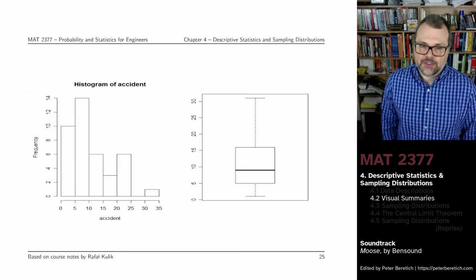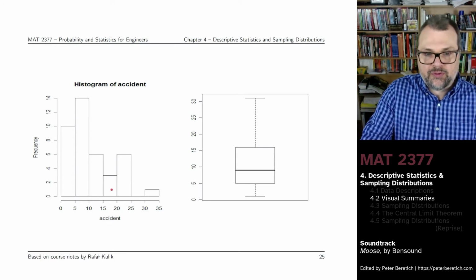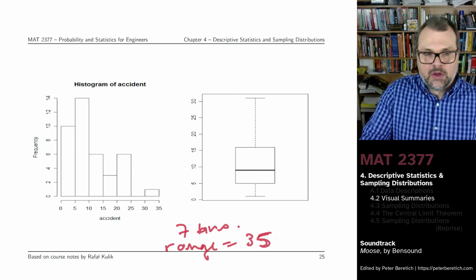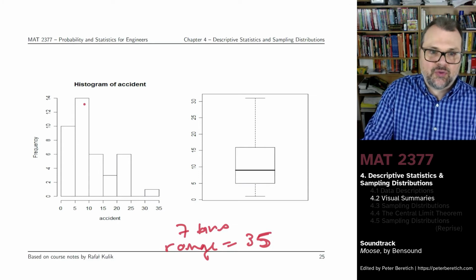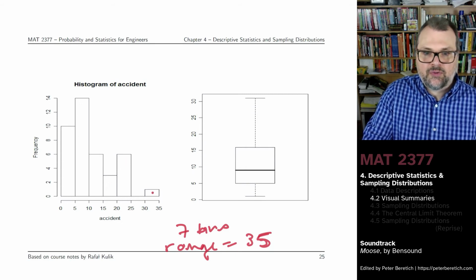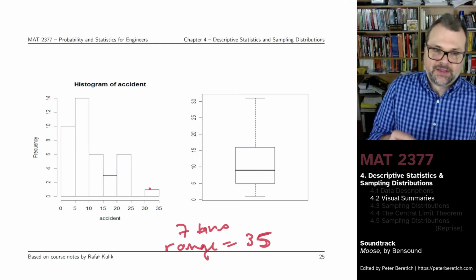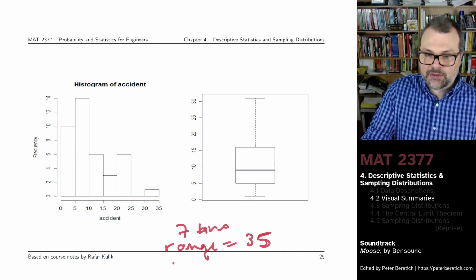Here is an example of such a histogram. How many bins do I have? I have 1, 2, 3, 4, 5, 6, 7 bins. I know what the range is. It goes between 0 and 35. And I can basically guess the number of observations here. I have 10 observations, 14, 6, so that's 30 observations, 33, 39, 40 observations in total. This is the histogram of the number of accidents per day in Sydney, the data set we've seen before. So 40 observations.